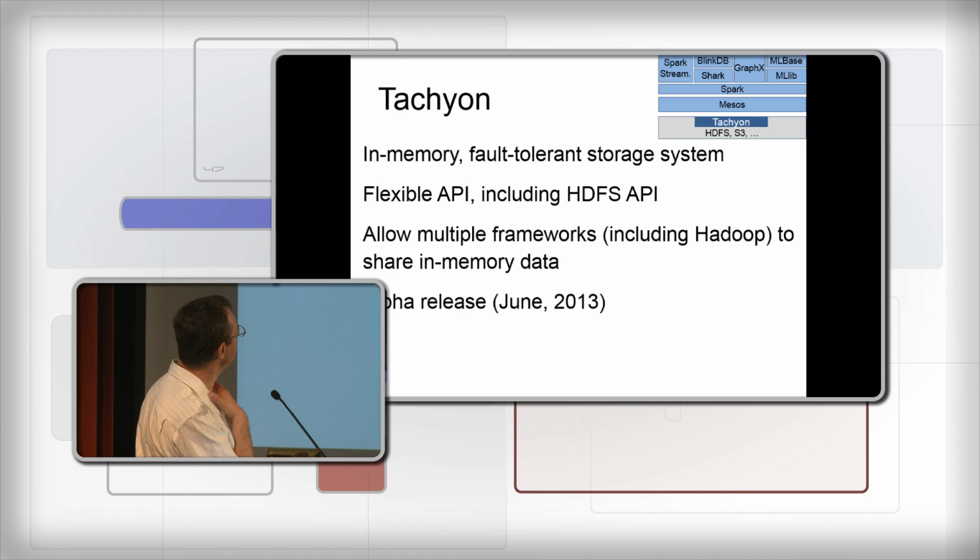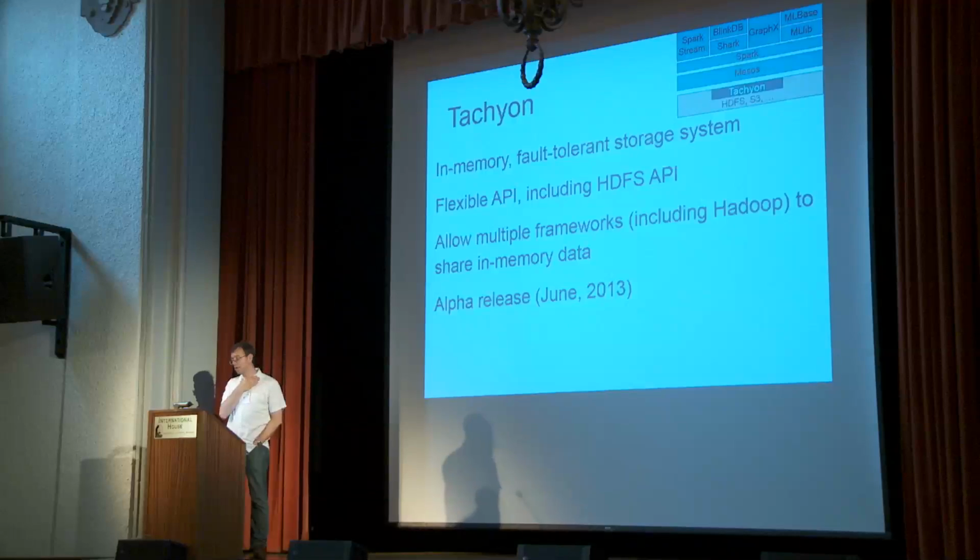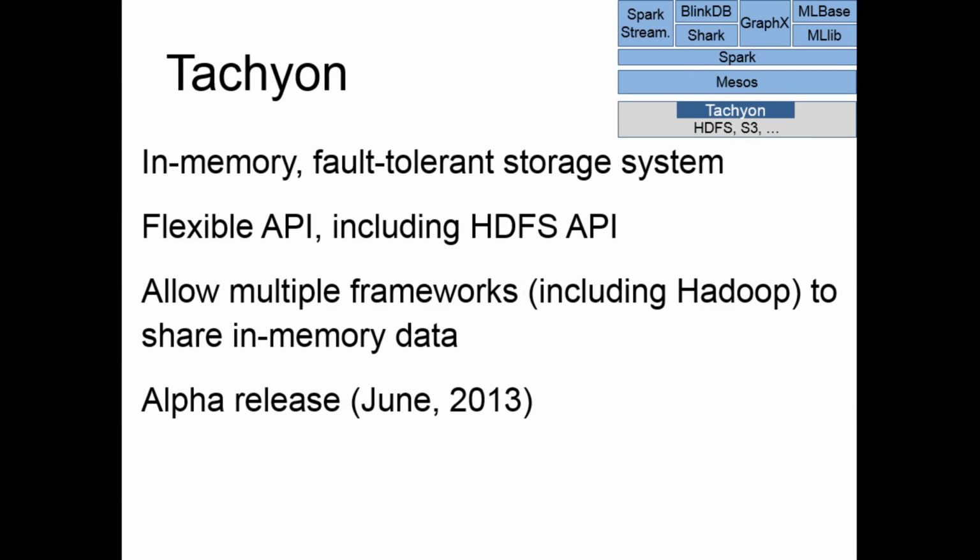Finally, the last component I'm going to talk about is Tachyon. Tachyon is an in-memory fault-tolerant storage system, which provides a flexible API, including the HDFS API. This means that Hadoop can also use Tachyon. And of course, the advantage is that the data fits in memory, so it will be faster.